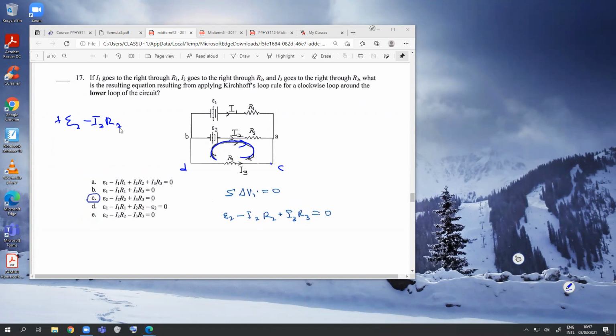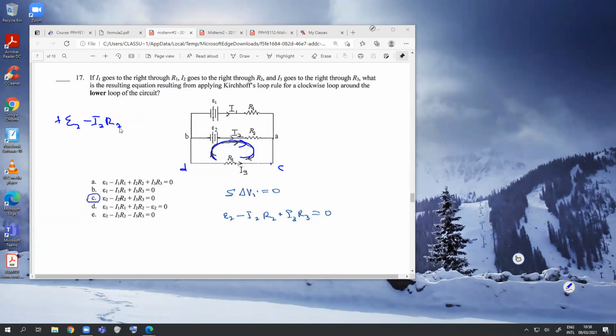It depends on the question. Sometimes we'll say, okay, take this loop. Sometimes you have to decide which loop to take. So it can be either way. So you have to choose wisely.